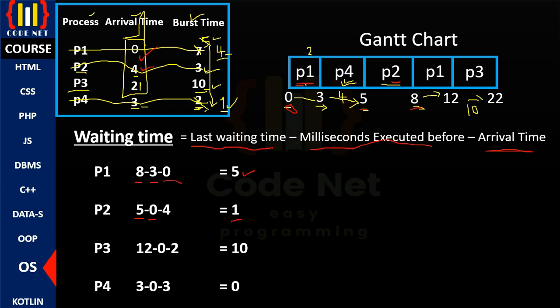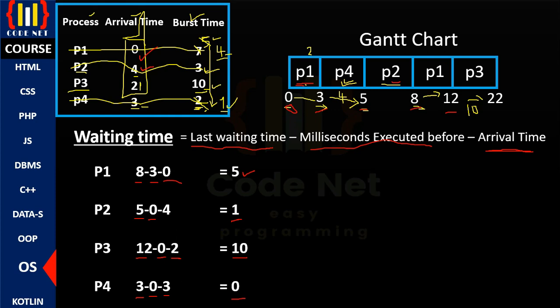Then for process 3, the last waiting time is 12. The total time executed before is 0. The arrival time is 2. When we do the computation, that is equal to 10. Then for process 4, what is the last waiting time? Process 4 only had to wait for 3 milliseconds. We don't have process 4 again here. The total number of milliseconds executed before is 0 because it didn't execute. The arrival time given in the question is 0. So we have a 0 when we do the computation.